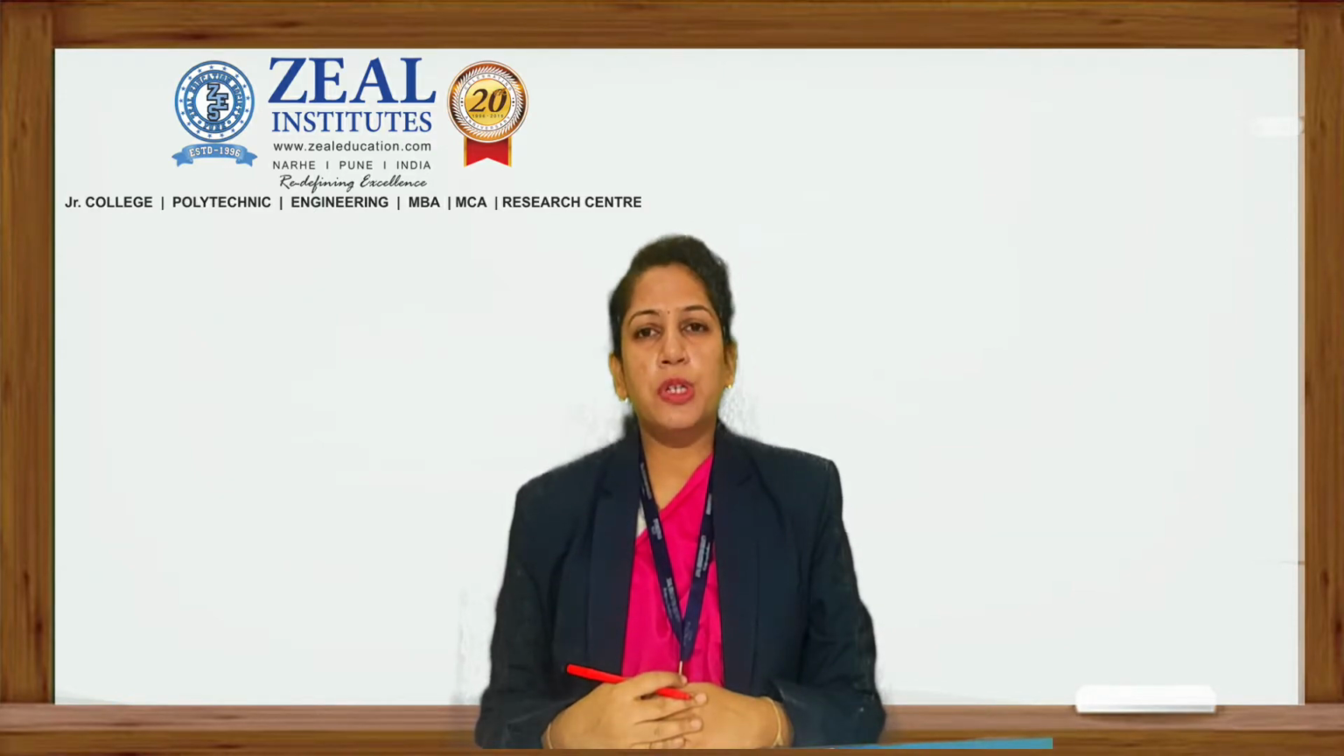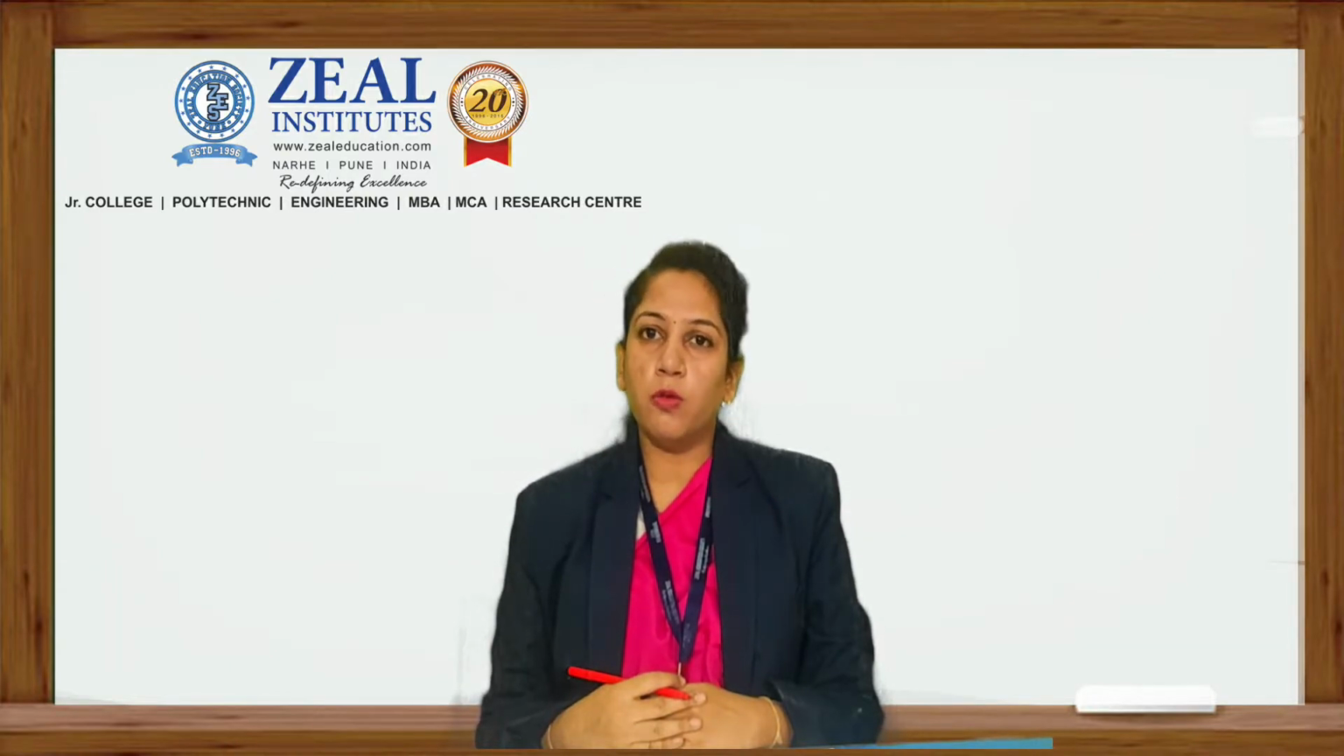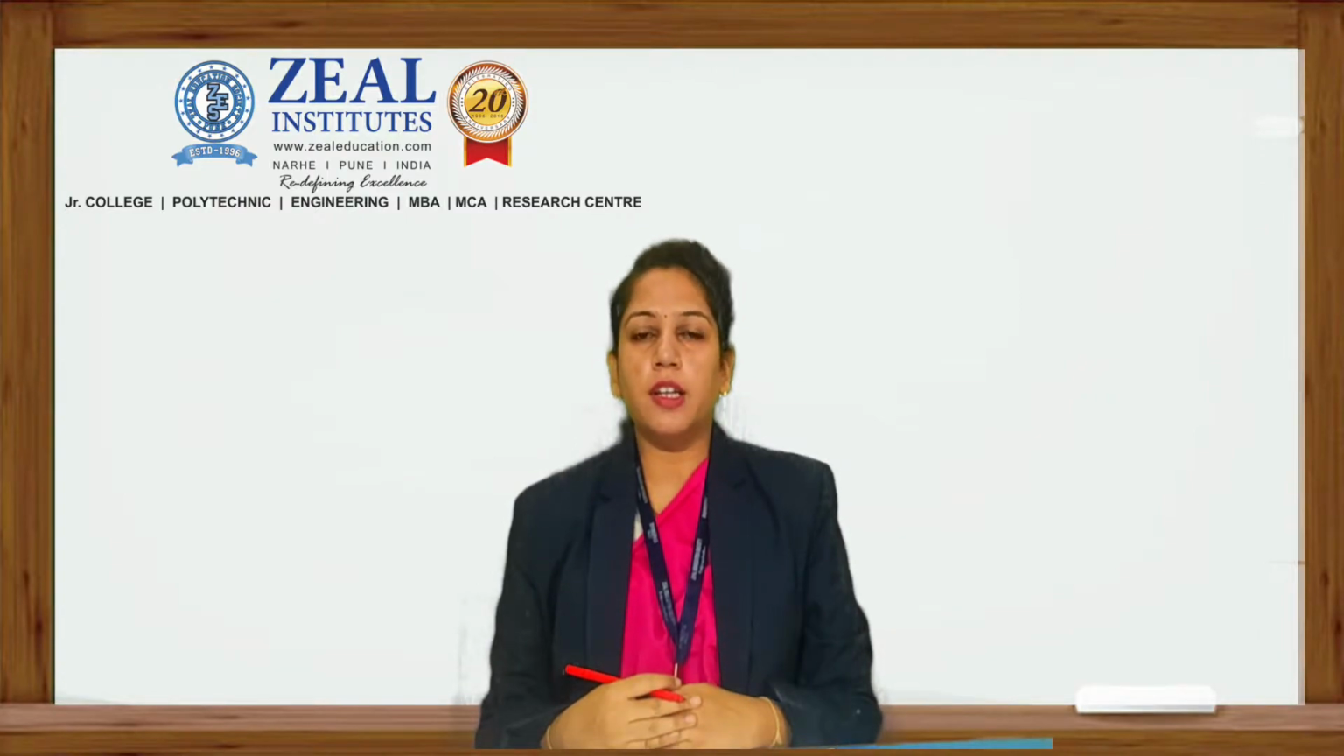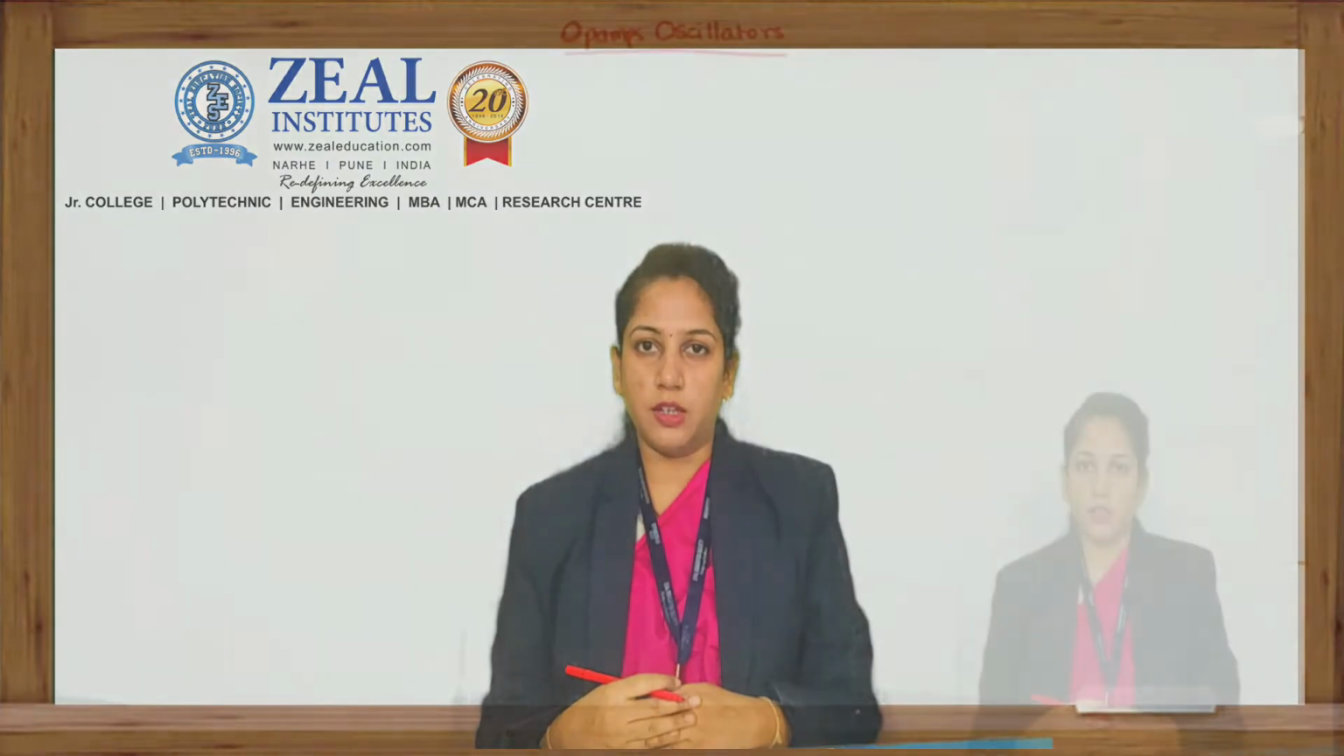First of all, what is an oscillator? What is the function of an oscillatory circuit? The function of an oscillator is to generate an alternating current or voltage waveform of fixed amplitude and fixed frequency. And operational amplifiers are capable of generating various types of waveforms. So in today's lecture, let's see what the criteria are for an op-amp to work as an oscillator.